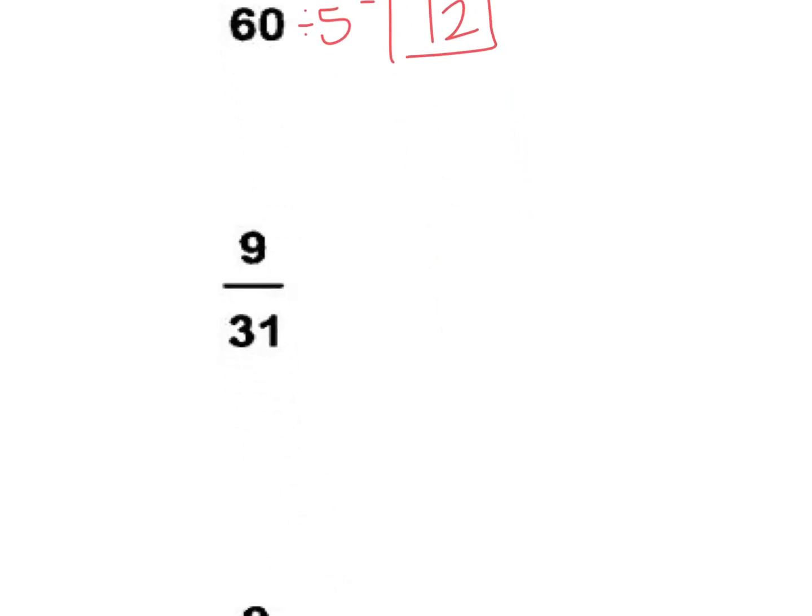9 over 31. So again, if we were to list out the factors for 9, we would have 1, 3, 9, and then 31 is a prime number, so it's just 1 and 31. So their greatest common factor is 1. It's already in simplest form.